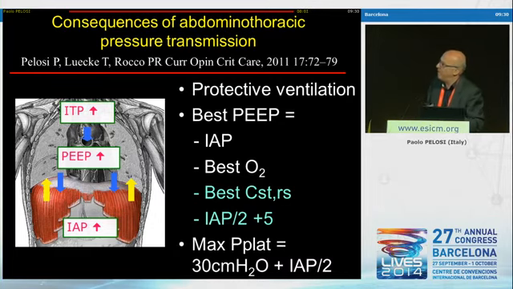One possibility to set optimal PEEP in these patients is to look at the best elastance or the best compliance, or, as I showed you from some animal data, applying a PEEP equal to half of the intra-abdominal pressure plus 2-3 centimeters of water.